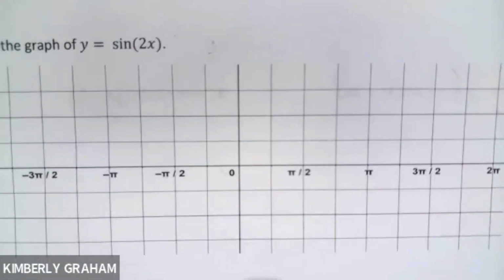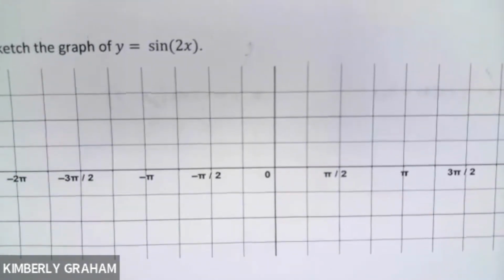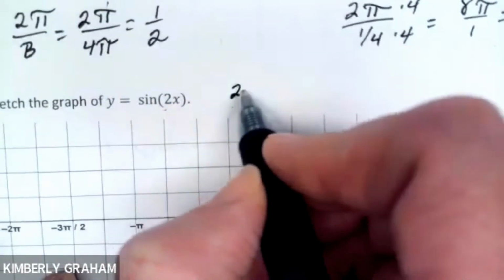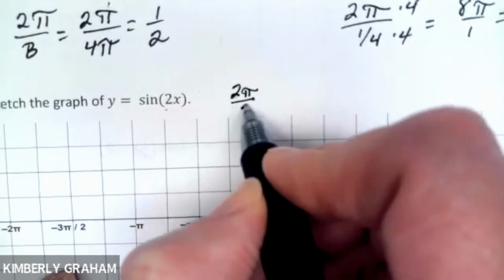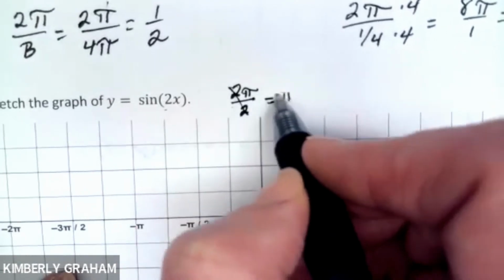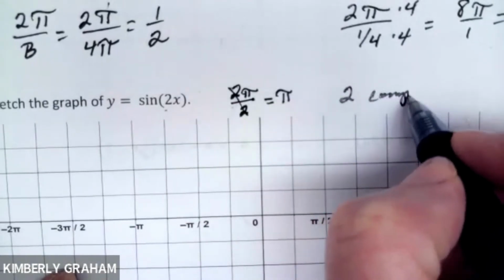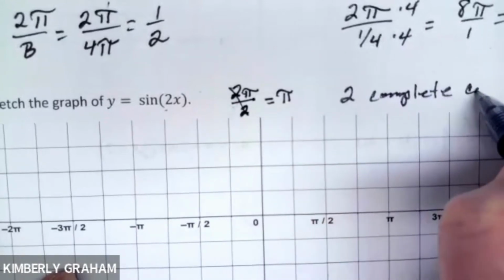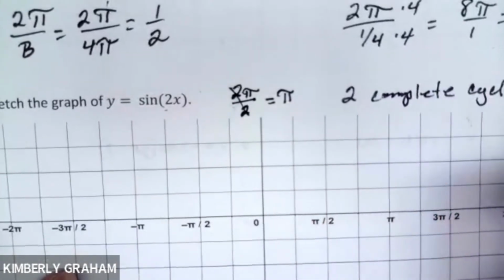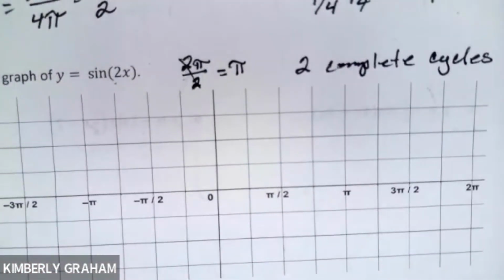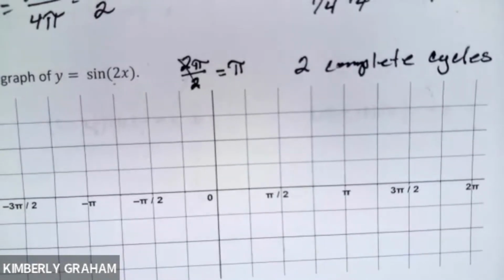Okay, the next problem asks us to graph the equation y equals sine of 2x. I know that my period is 2 pi divided by 2, so my period is just pi. That means I'm going to have 2 complete cycles in 2 pi. So I've got 1 complete cycle in pi, I've got 2 complete cycles in 2 pi. And I think the best way to do this, without a calculator here, is to make a table of values.